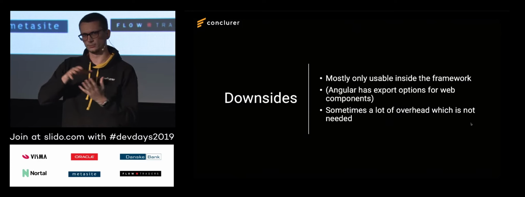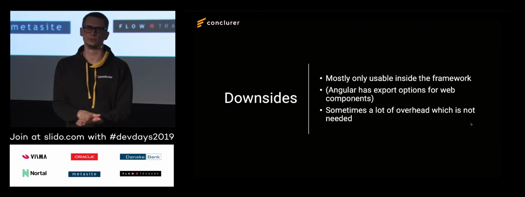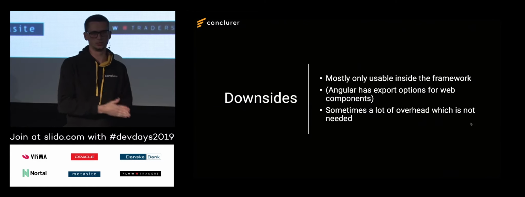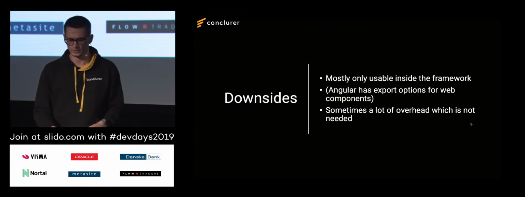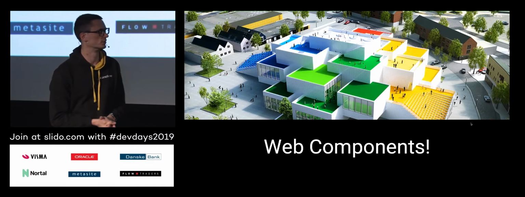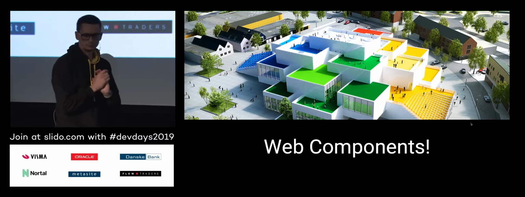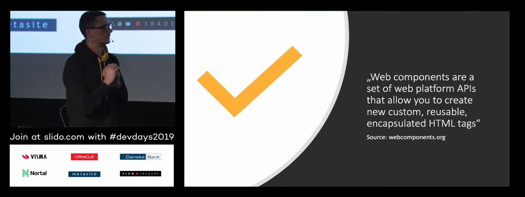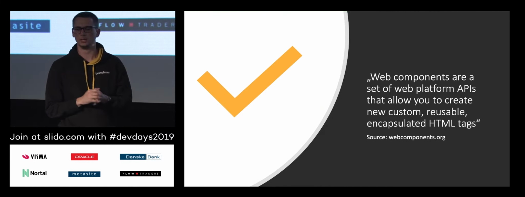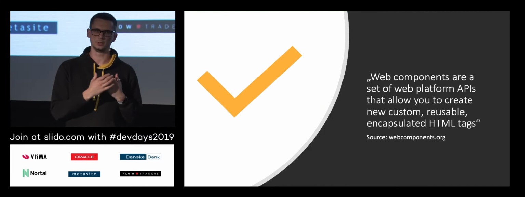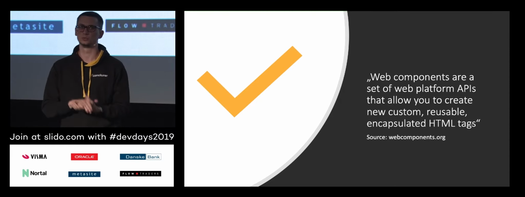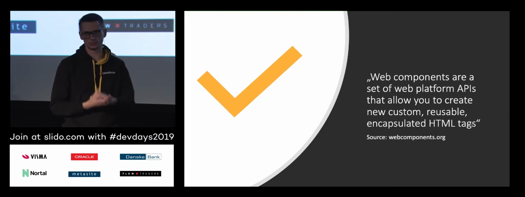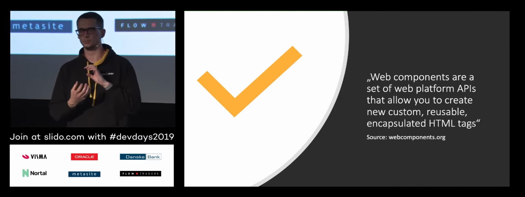Sometimes you only want to have this component exported for your applications, or you only want to have one component which is usable in every framework, or even without a framework. And that's the point where web components come in. Web components are basically a set of web platform APIs where you can create custom HTML tags which are reusable and encapsulated. So these components have their own context for only this HTML tag.